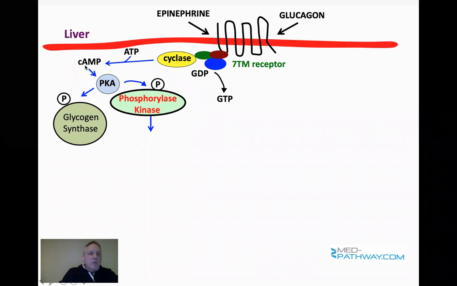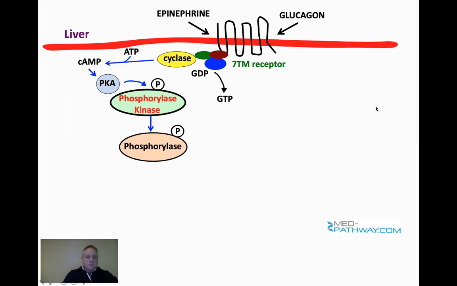And what cyclic AMP does, it activates protein kinase A. It actually binds allosterically to regulatory subunits, releasing the free catalytic subunit. And what PKA does, it phosphorylates glycogen synthase. So this would inactivate glycogen synthase because under the conditions of high glucagon and epinephrine, we do not wish to activate glycogen synthase to make glycogen, but rather we like to mobilize glycogen by breaking it down. So PKA phosphorylates glycogen synthase, turning it off, and phosphorylase kinase, turning it on.